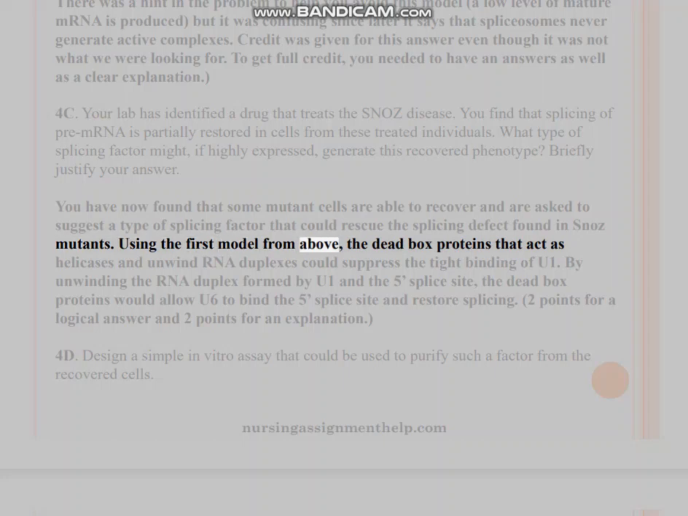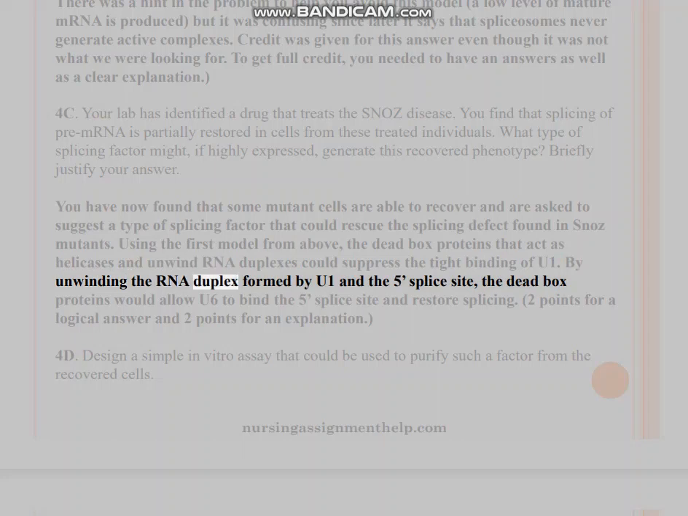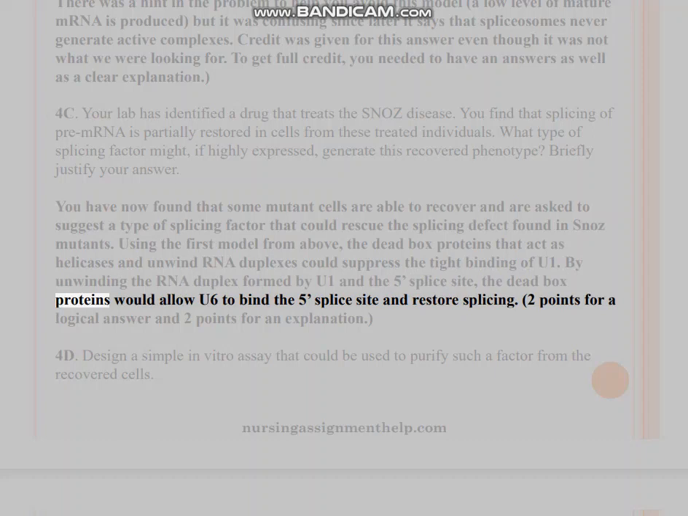Using the first model from above, the DEAD box proteins that act as helicases and unwind RNA duplexes could suppress the tight binding of U1. By unwinding the RNA duplex formed by U1 and the 5' splice site, the DEAD box proteins would allow U6 to bind the 5' splice site and restore splicing. 2 points for a logical answer and 2 points for an explanation.